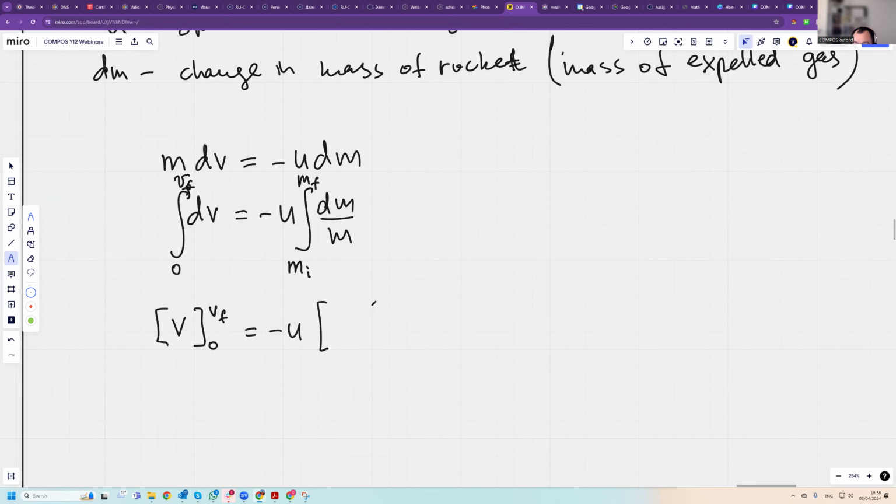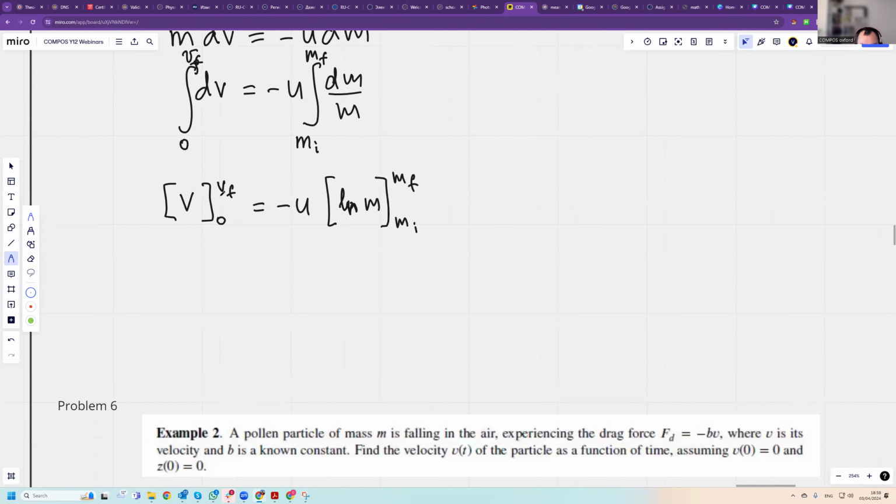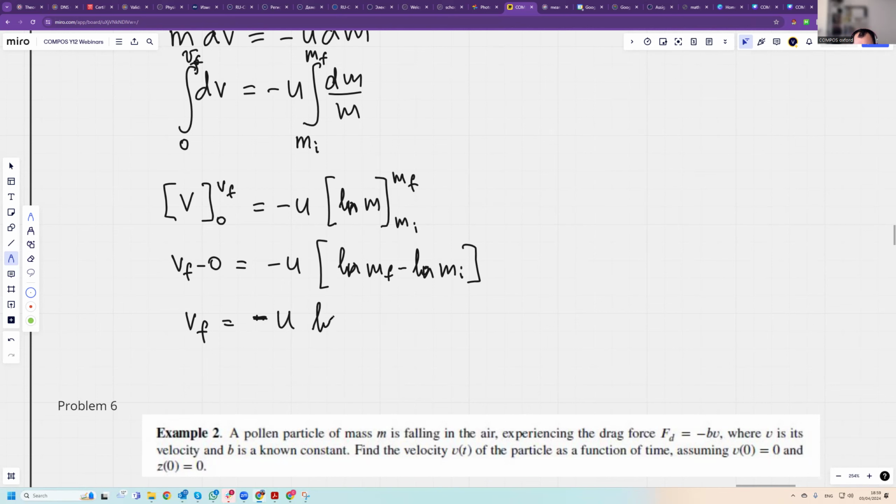What's the integral of dm over m? Thank you. Logarithm of m between limits mi and mf. So this is vf minus 0 equals minus u times logarithm m final minus logarithm mass initial. So the final velocity is minus the exhaust velocity multiplied by the logarithm of the final mass divided by the initial mass.